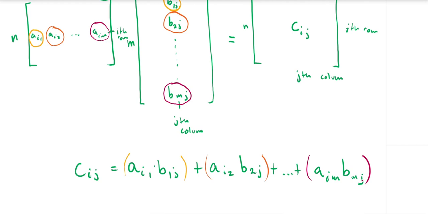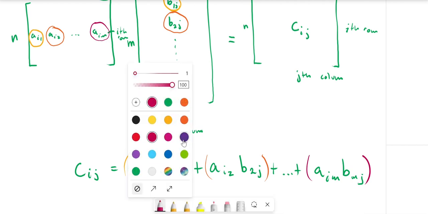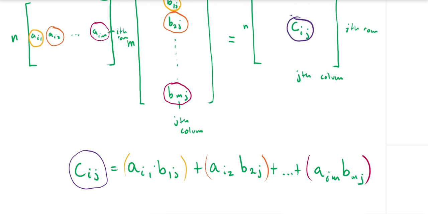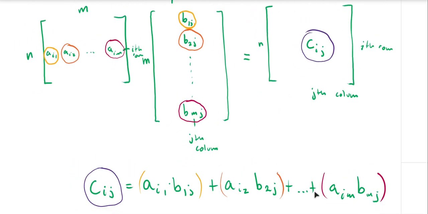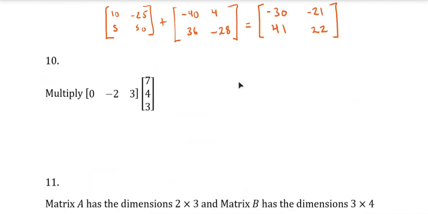And we'll have to do this kind of process for every single entry in the resulting product matrix. Every single one of those things, and there will be, of course, n times p of them, I'll have to do an operation that looks like this: a row times a column pairwise and summed to give me a single entry. Now, sometimes that might contract down to a single number.